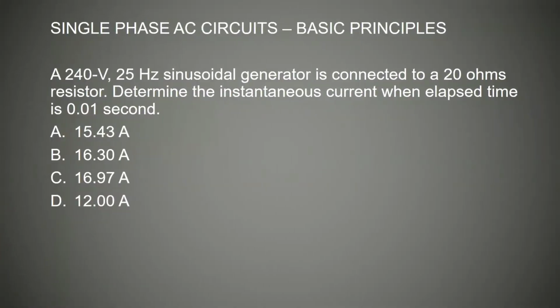A 240 volt, 25 Hz sinusoidal generator is connected to a 20 ohm resistor. Determine the instantaneous current when elapsed time is 0.01 second. A, 15.43 amperes; B, 16.3 amperes; C, 16.97 amperes; D, 12.0 amperes.